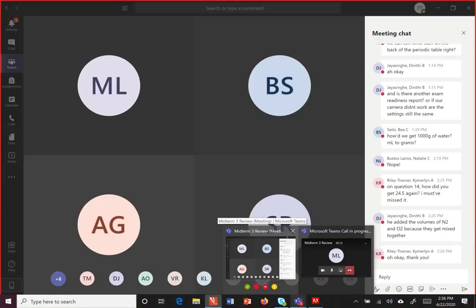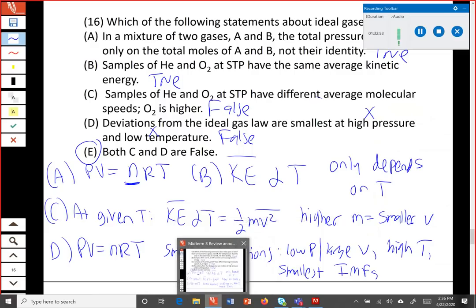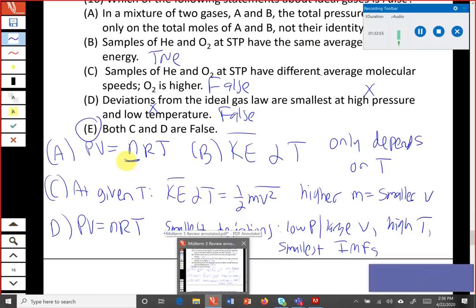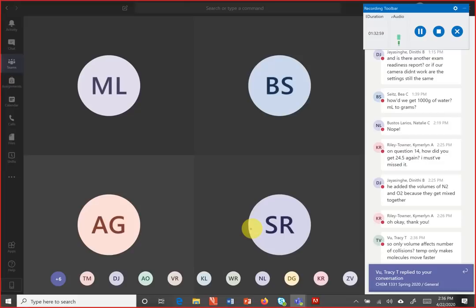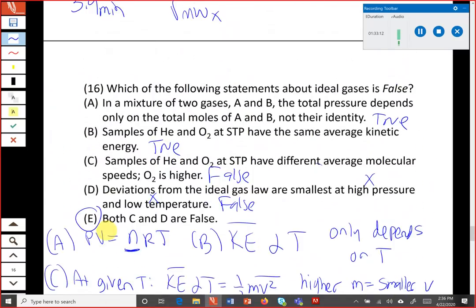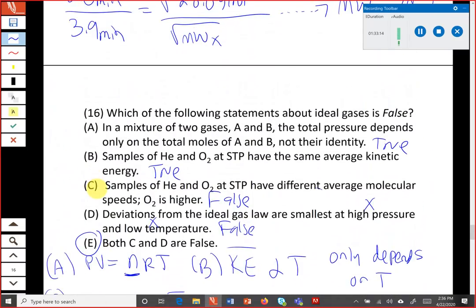I don't see any. I have notifications allowed now, so I won't miss any of your questions if they do come in. We did have one, so let's see what it says. So only volume affects number of collisions. Temp only makes molecules move faster. So we're talking about the number of collisions, which is related to this problem but not directly involved in any of these answer choices.